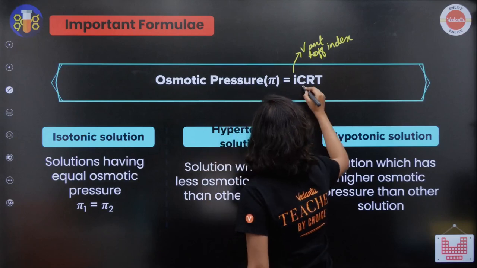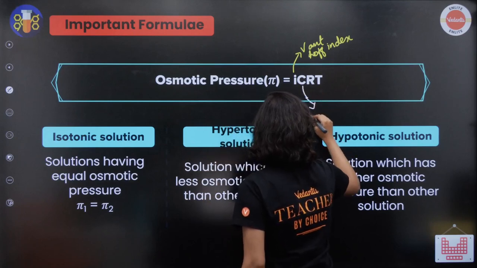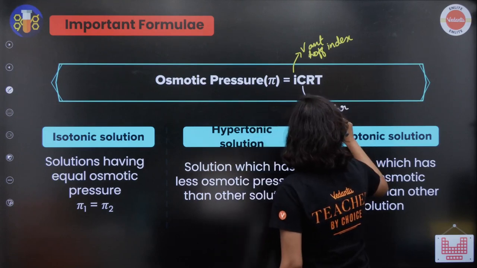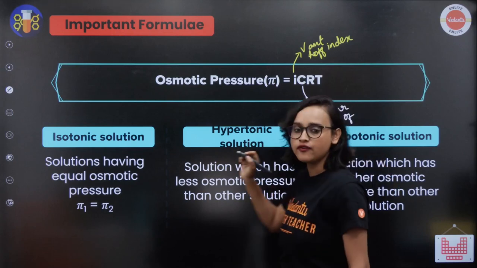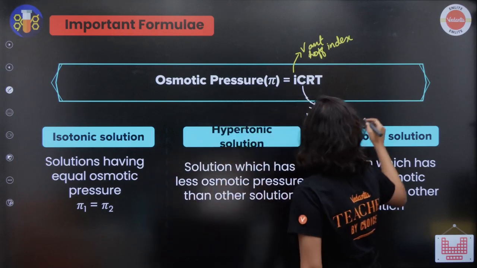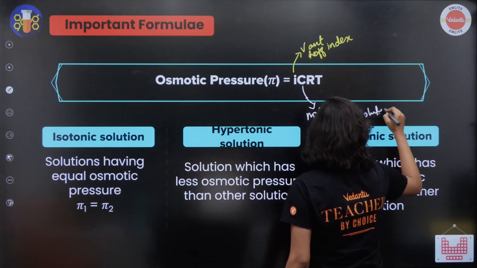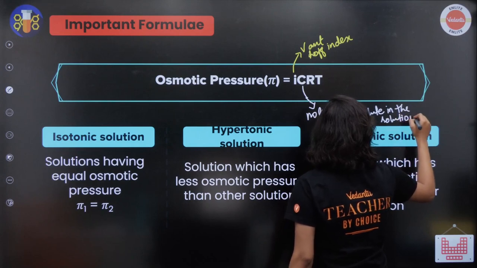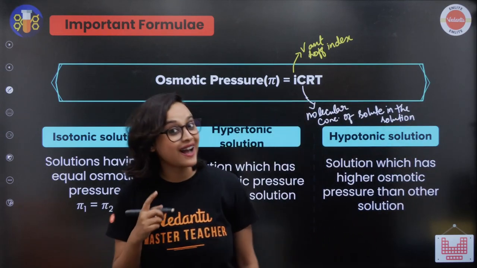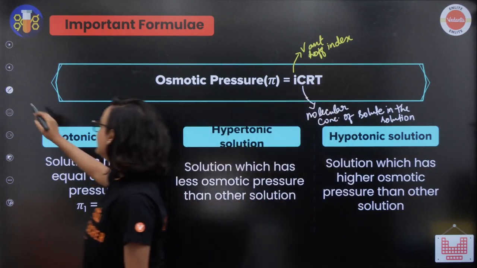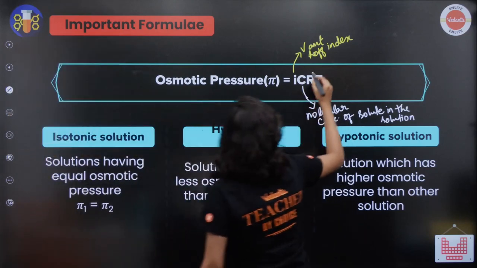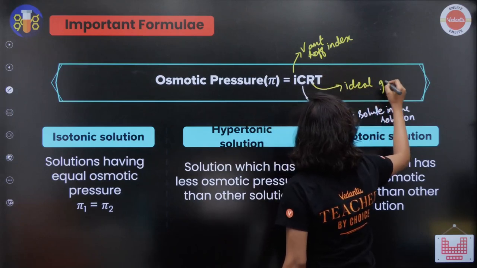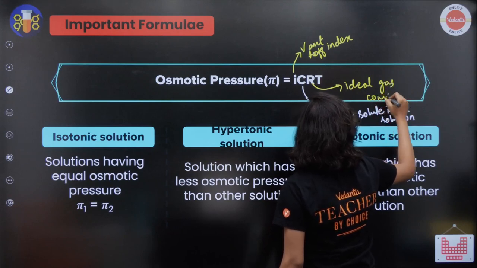Let's write that down also so that you don't get confused. C is molecular concentration of solute in the solution. Correct? Yes. What is R? R is the ideal gas constant. Nobody forgets that. Yes, R is the ideal gas constant. Take a look at it.